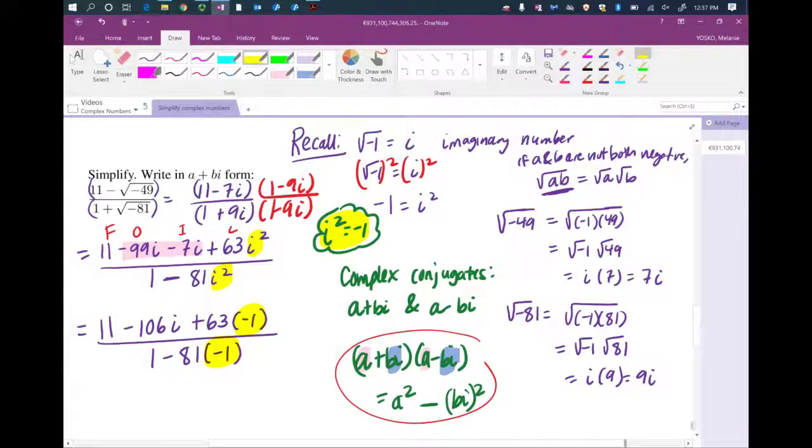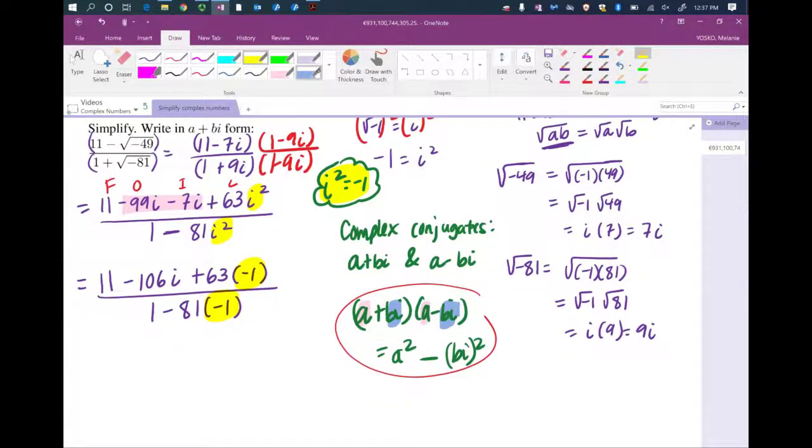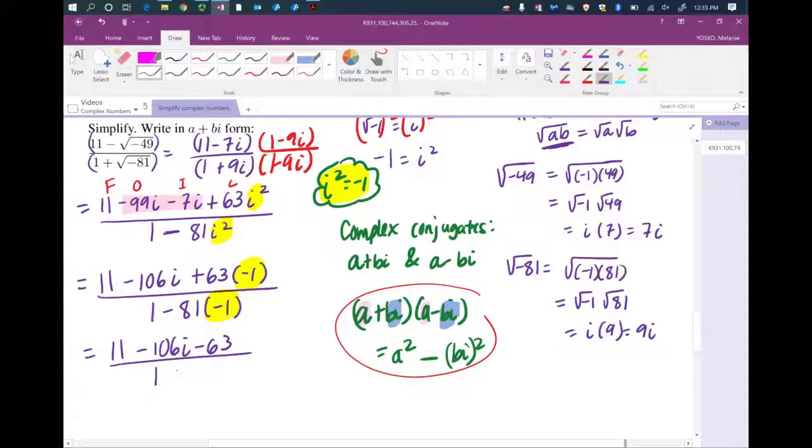So, I'm going to keep cleaning it up. So we have 11 minus 106i. Now we have minus 63. And on the bottom, we have 1 plus 81, because you have a negative times a negative becomes a positive. We're going to combine the terms without i's. So 11 minus 63. So 63 minus 11 is what? 52. But we're going to use a negative sign because our bigger one was negative. Minus 106i. And the denominator is 82.